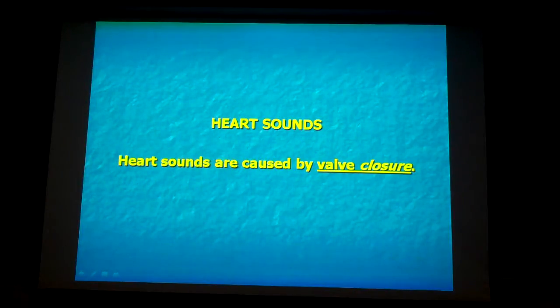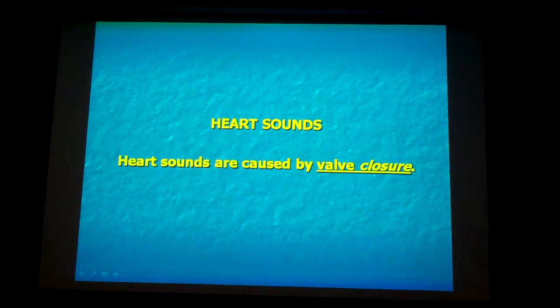All right, heart sounds. So heart sounds are caused by valve closure, aren't they? Valve closure. When the AV valves snap shut, that's the first sound, the lub. When the aortic and pulmonary valves shut by back pressure, that dup is the second sound. So in a normal heart, you don't hear sounds when valves are open. You hear sounds when valves close, unless there's valve damage for some reason.